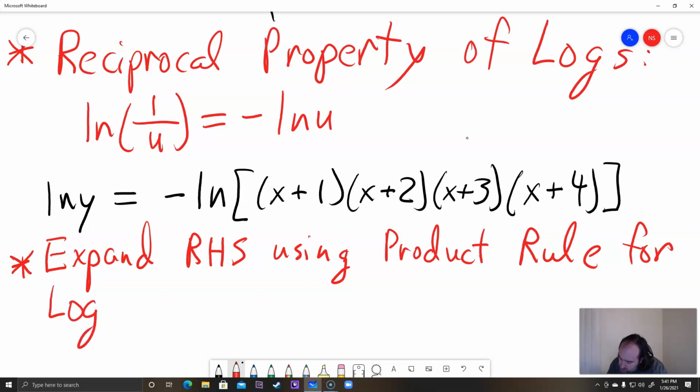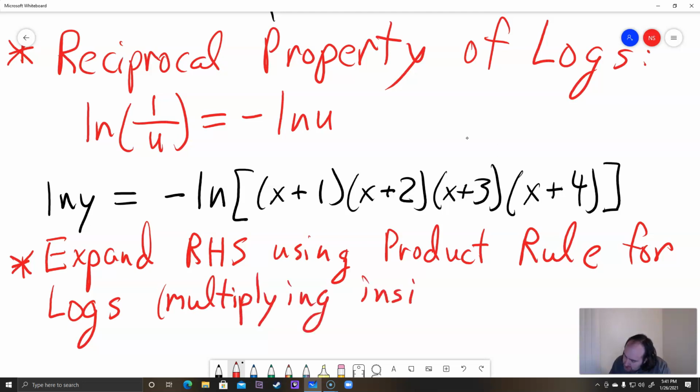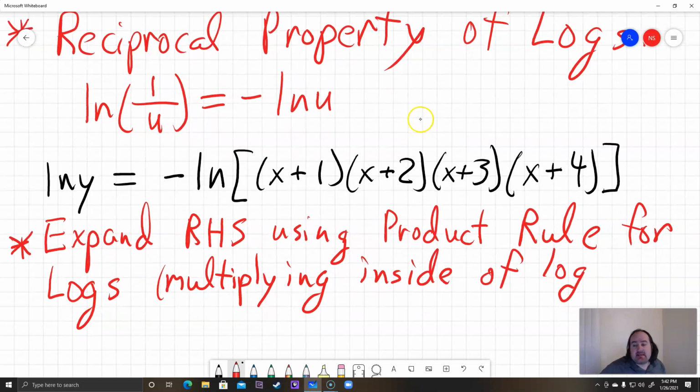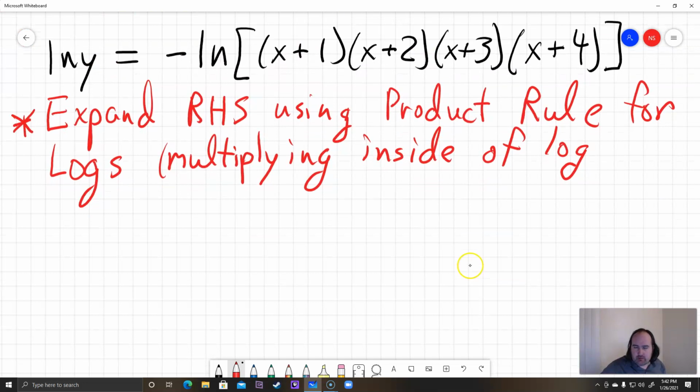And the product rule for logs just says that basically if you're multiplying inside the logarithm, that's the same as adding outside the logarithm. Multiplying inside of the logarithm is the same as adding outside the logarithm.